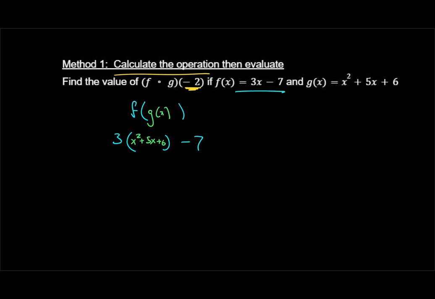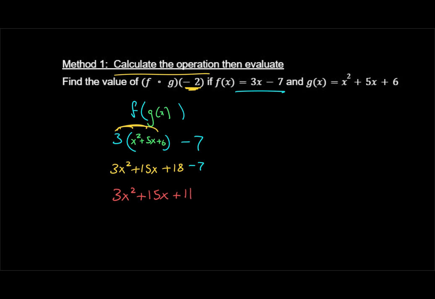Now we're going to distribute it out. So distribute my 3 through. That gives me 3x squared plus 15x plus 18. My minus 7 is coming down. And if I combine like terms, I have 3x squared plus 15x plus 11.